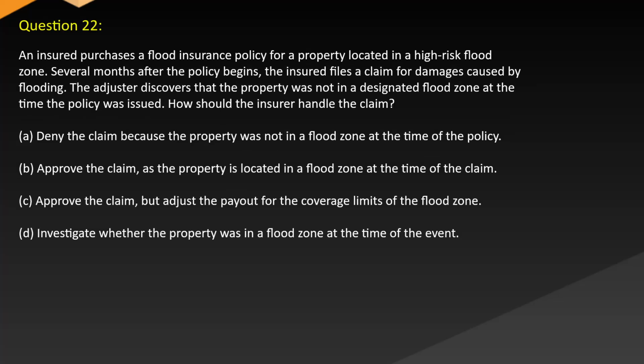Question 22. An insured purchases a flood insurance policy for a property located in a high-risk flood zone. Several months after the policy begins, the insured files a claim for damages caused by flooding. The adjuster discovers that the property was not in a designated flood zone at the time the policy was issued. How should the insurer handle the claim? A. Deny the claim because the property was not in a flood zone at the time of the policy. B. Approve the claim as the property is located in a flood zone at the time of the claim. C. Approve the claim but adjust the payout for the coverage limits of the flood zone. D. Investigate whether the property was in a flood zone at the time of the event.